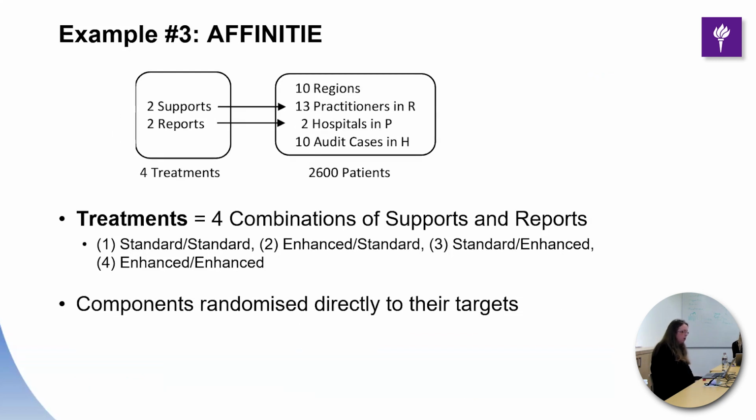What I probably would have preferred to do, but we didn't do because it wasn't usual and there wasn't an established literature around it, was to allocate the support to the transfusion practitioner and the reports to the hospitals. This would have given me far greater power to look at the effect of the reports at the hospital level, because I have many more hospitals than I have transfusion practitioners by a factor of about 2. So this would be a split plot type trial design, where you have 2 different treatment components randomised to 2 different sets of experimental units that are nested within one another.